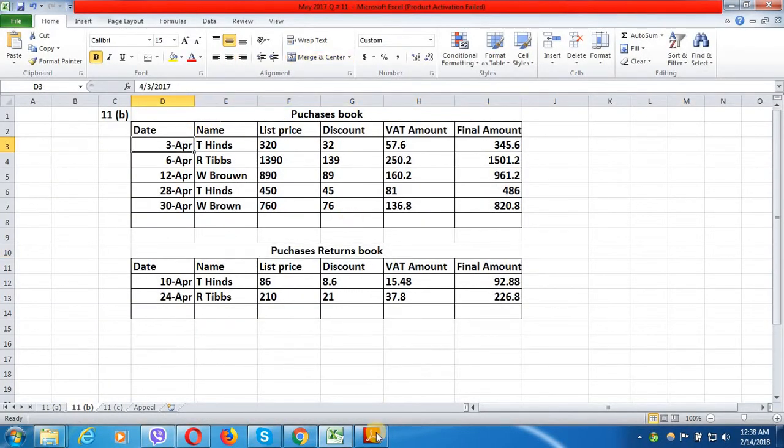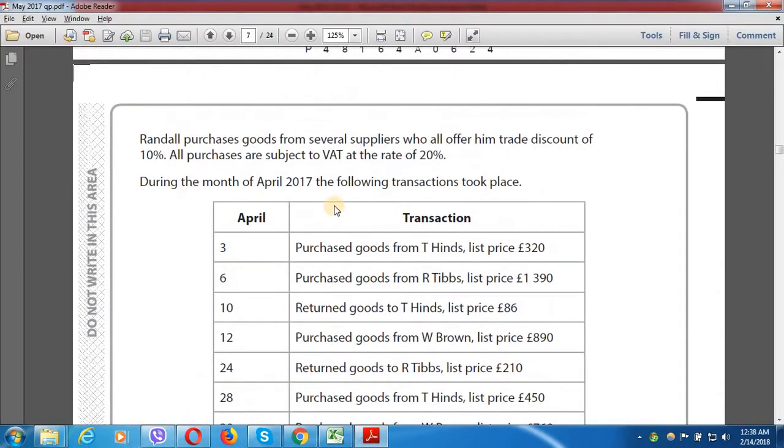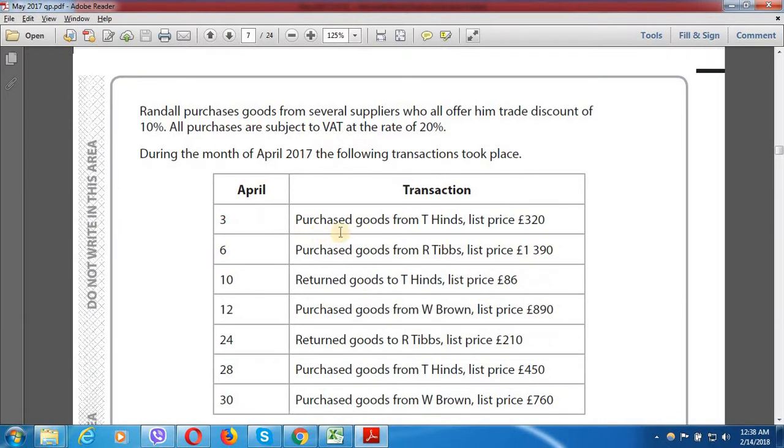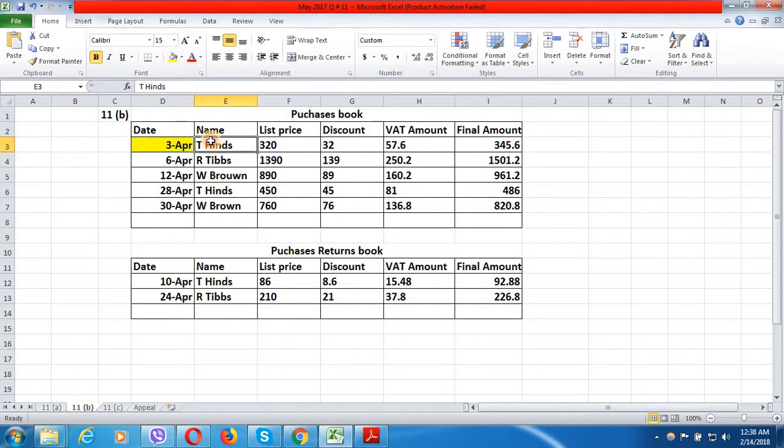So let's start. First of all, it was told that Randall purchases goods from several suppliers who all offer him trade discount of 10%. All the suppliers offer him trade discount. Then all purchases are subject to VAT at the rate of 20%. Clear? So on 3rd April, purchased goods from T Hines, list price 320 pounds.